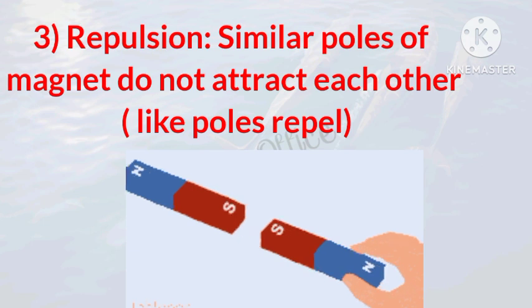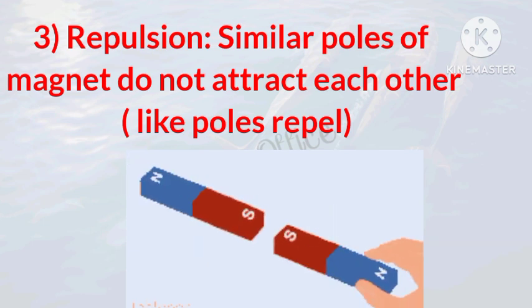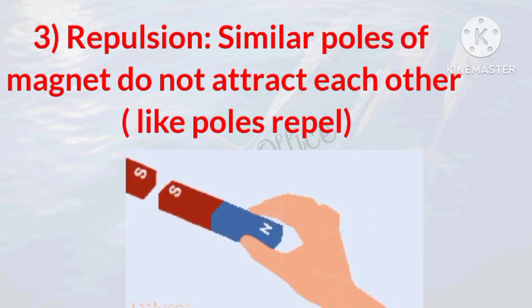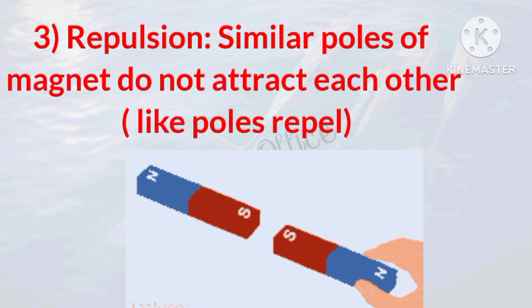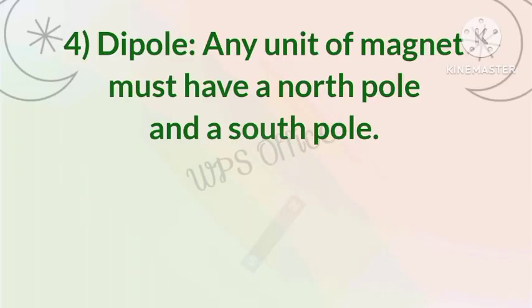3. Repulsion. Similar poles of magnets do not attract. In repulsion, when south and south poles are placed together, they don't attract. Or even when north and north are placed together, they don't attract.